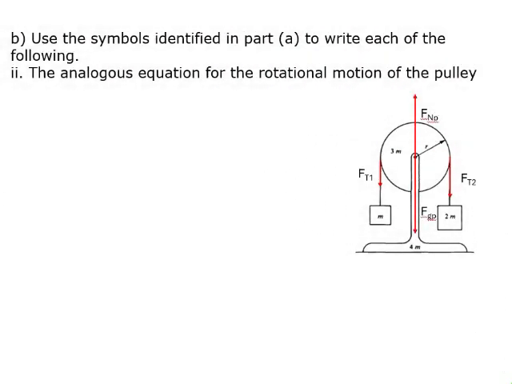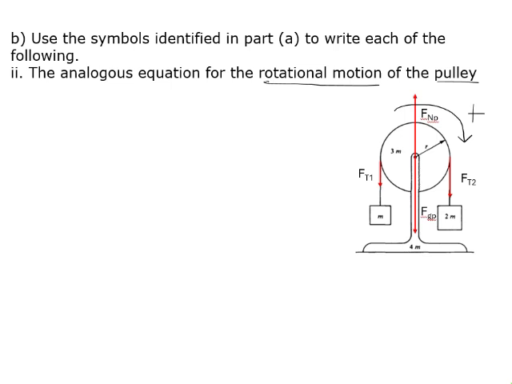In part B2, we want to do the analogous equations for the rotational motion of the pulley, which means we're talking about torque. Let's first identify the direction of motion, which we know that the cord is going to be moving in the clockwise direction because the mass 2 is heavier. So I'm going to call that direction positive.